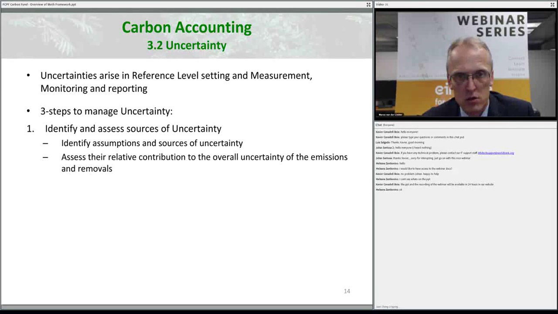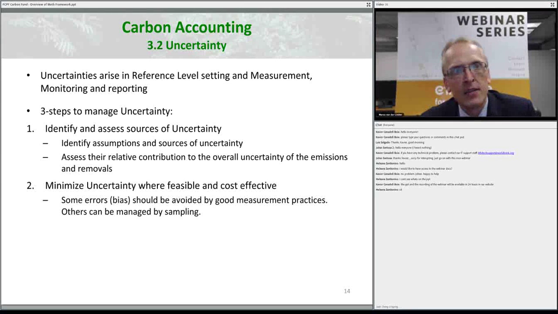Second step is trying to minimize that uncertainty where feasible and cost effective. So there could be different ways depending on what the sources of the errors are, but sometimes it means good measurement practices, good procedures, proper training of crews, etc. Sometimes it's just sampling. So, if you put in more sample plots, for example, for measuring carbon stocks, you might be able to reduce your overall uncertainty.